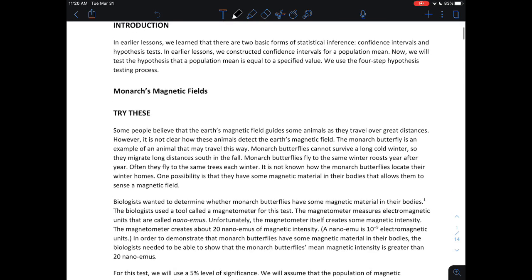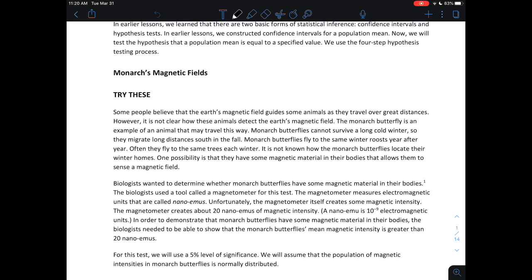Monarch's magnetic fields. Some people believe that the Earth's magnetic field guides some animals as they travel over great distances. However, it is not clear how these animals detect the Earth's magnetic field. The monarch butterfly is an example of an animal that may travel this way. Monarch butterflies cannot survive a long cold winter, so they migrate long distances south in the fall. Monarch butterflies fly to the same winter roosts year after year. Often they fly to the same trees each winter. It is not known how the monarch butterflies locate their winter homes.